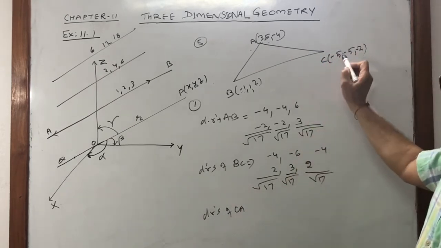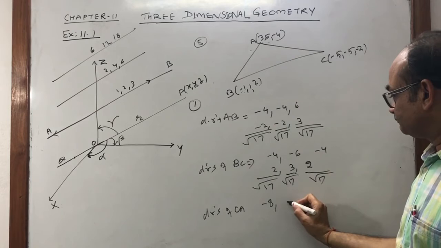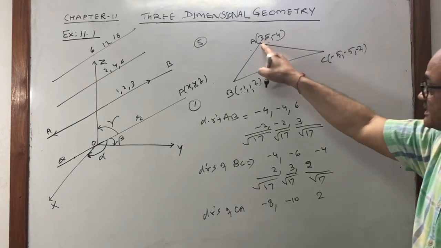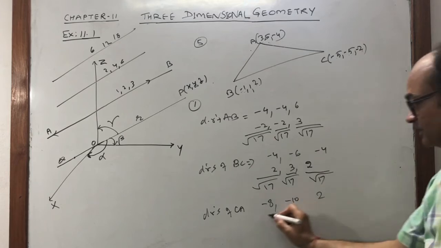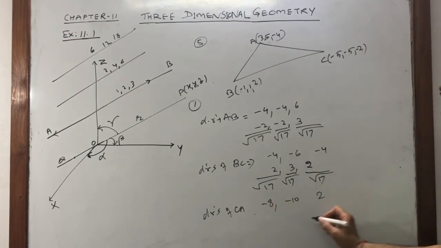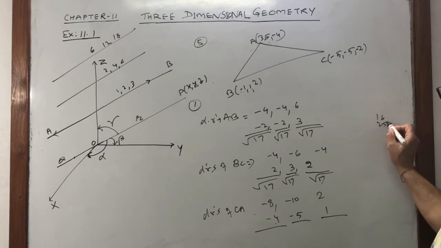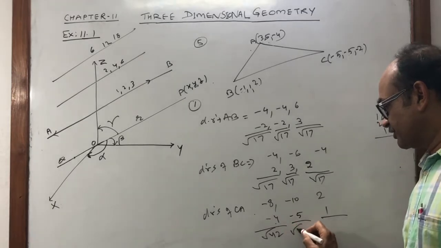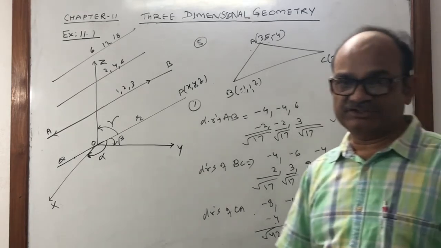For the third, first we calculate DRs of CA. Second minus first, and second minus first. Check it again. Minus 5, minus 3, minus 5, minus 5, and minus 2 plus. Now again we can cut by 2. These are minus 4, minus 5 and 1. Divide by their value of R. 16, 25 and 1. Root 42, root 42, root 42 and root 42. These are the DCs of the given question number 5.